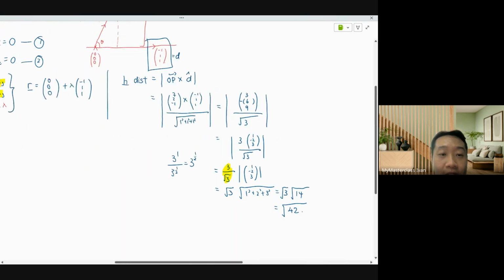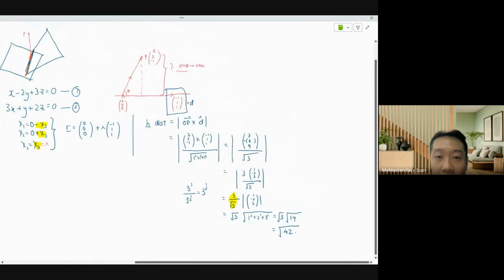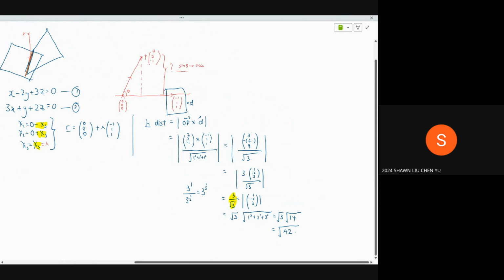Okay? Yeah, so this is... Mr. Alvin. Yeah. I thought to find the direction vector of the line of intersection, we need to cross product the two normals.